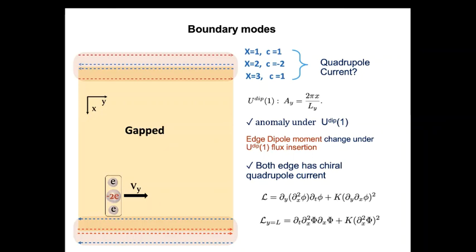But just to make sure, you're not saying the quadrupole current forms some conserved current. No, no. We have a chiral quadrupole current with this setting that is moving chirally along one direction.